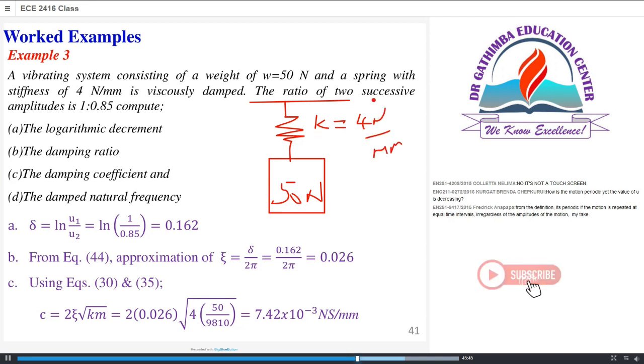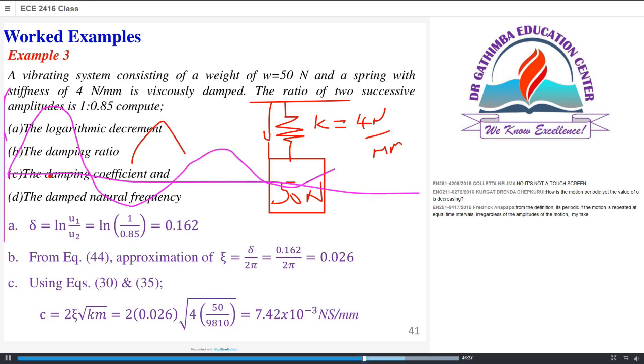And the ratio of two successive amplitudes. The motion is damped, so it has this damping component. The ratio of our motion is like this. The initial amplitude is higher, and it continues decreasing like that. So we are saying maybe this is U1 and this is U2. U1 over U2 is equal to 1 is to 0.85.